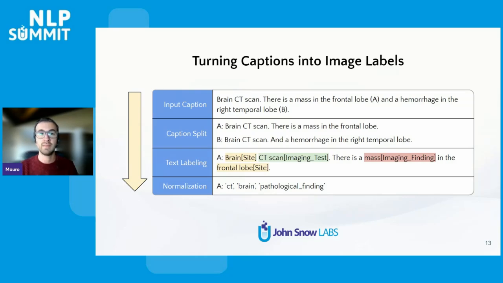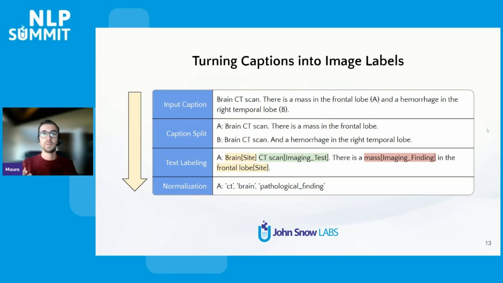So here you can see an example. The input caption is: brain CT scan. There is a mass in the frontal lobe A and a hemorrhage in the right temporal lobe B. So first we had to split this caption into two. As you can notice here, some part of the caption was included in all the subparts, and then one part of it is assigned to A, and then the other part of it is assigned to B.